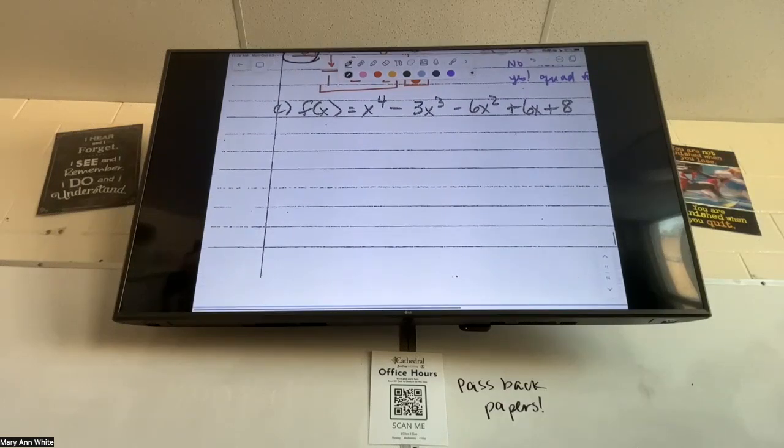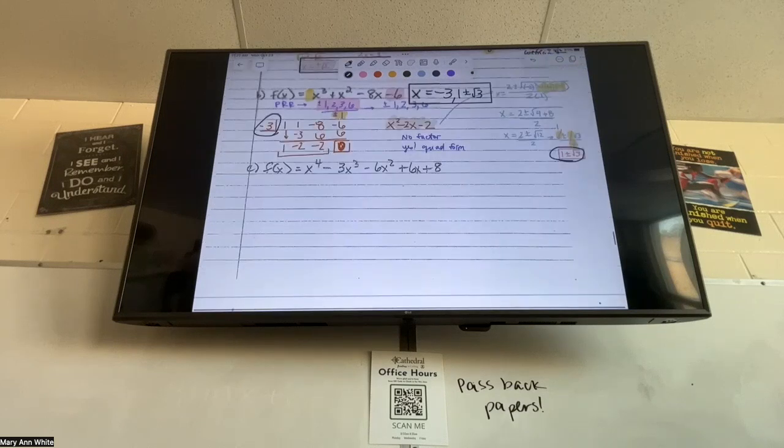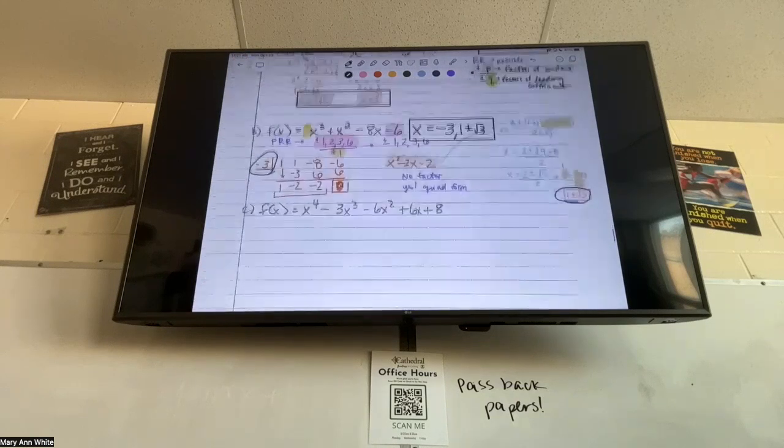Okay. So like we always start with, we try and factor. Can I factor this? No, it's 5 terms. I don't know where to start. I wish I could factor a 5-term thing, but I don't know what to do. So I cannot factor this, okay? My second step, if we go back to our steps, is to look for my PRRs. So let's go list our PRRs.